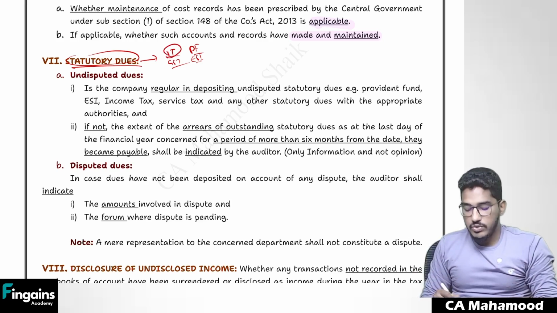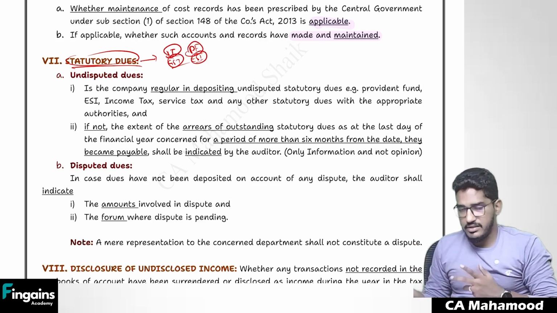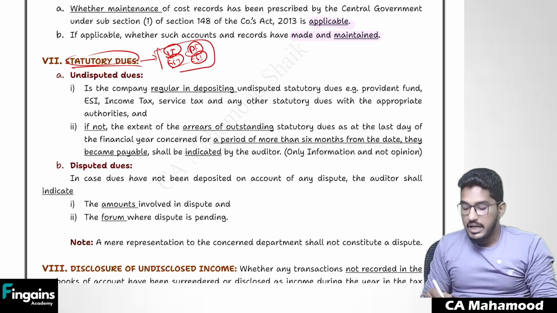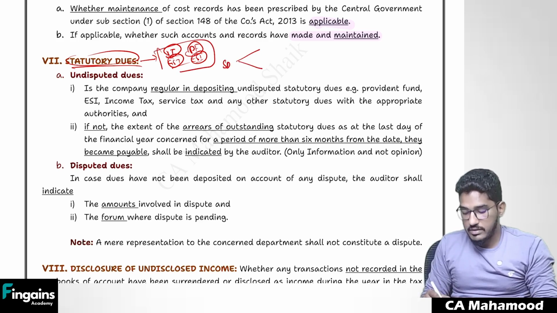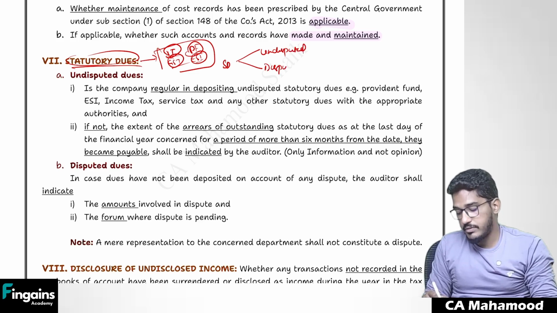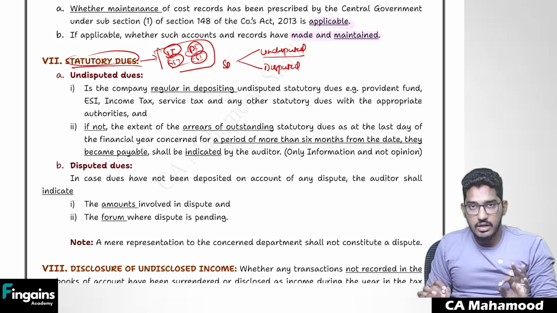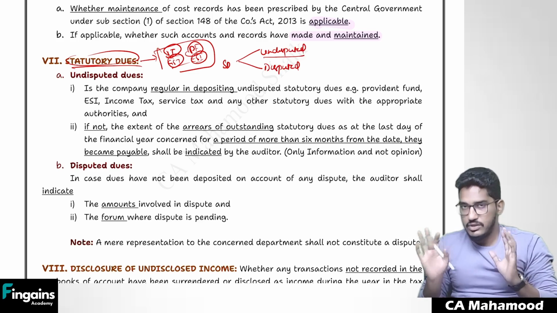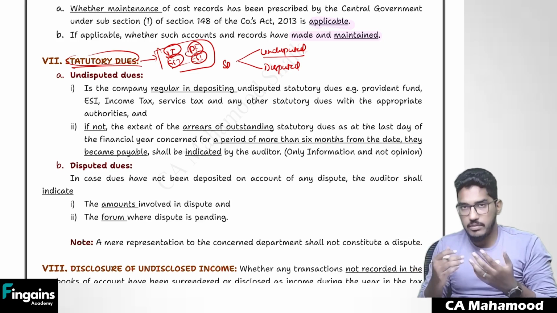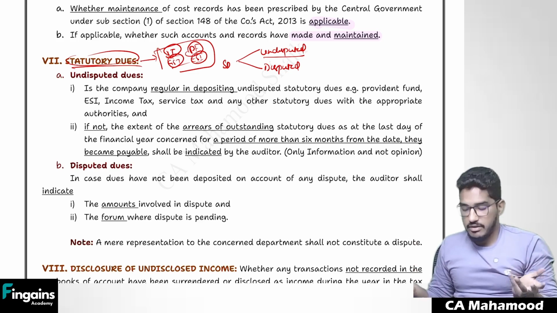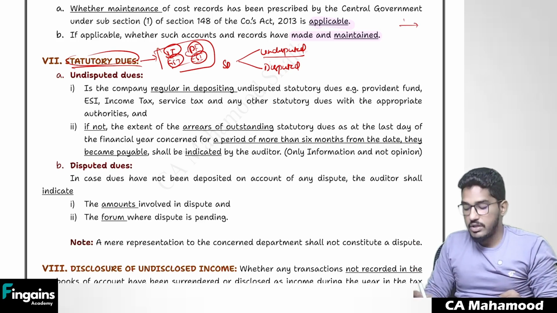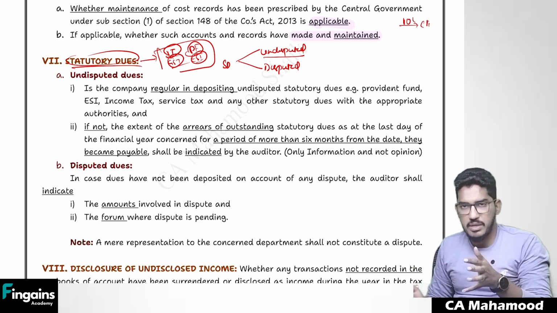Regarding the statutory dues like income tax, GST, PF, ESI, etc., there are some reporting requirements. And for the purpose of reporting requirements, we divide statutory dues into two categories. Number one is undisputed and number two is disputed. Sir, what is undisputed? Undisputed means there is no issue. There is no fight between any department and the company. Both are agreeing. For example, the income tax department sent a notice: you please pay 10 lakh rupees of income tax which you have evaded. The company is also not having any objection. It is not fighting. The income tax department sent a notice.